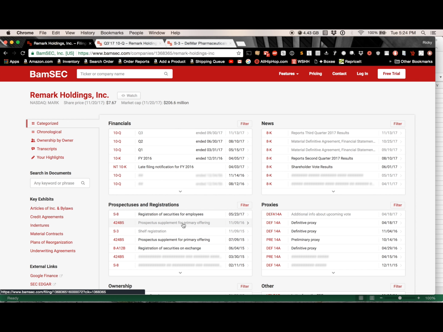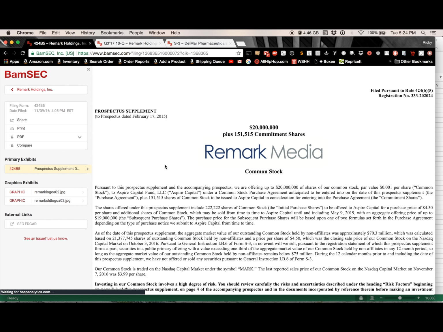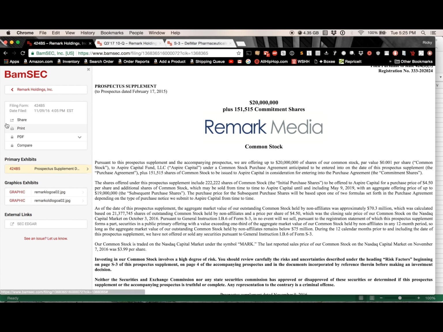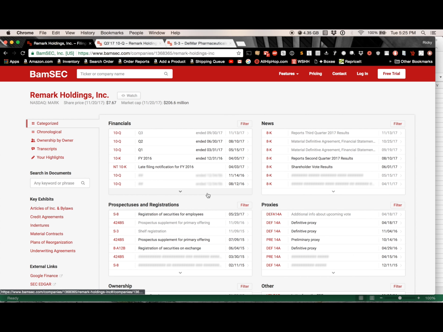You can see they do have a prospectus supplement filed that was late 2016, so it's over a year old. And if you go into it, you'll see that when it was filed, they had 21.3 million shares outstanding. Since it's so old, you can't really rely on that number fully. You have to figure out, have they sold shares into the open market since then?